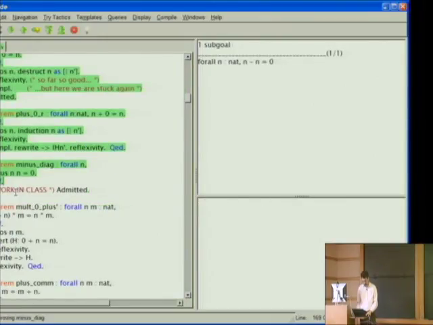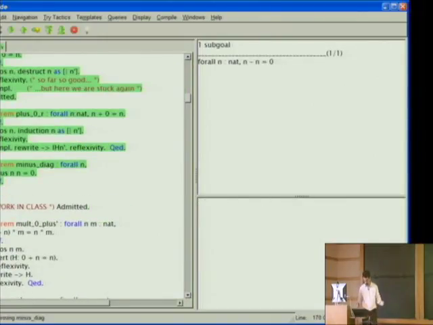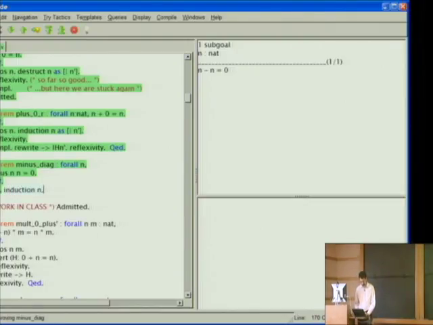OK, so let's prove that n minus n equals 0 for all n. How do we do this? Well, it's a for all, so we can do an intro. Now we have n above the line. What else is there to do? We could do induction. We have to do induction on something that's above the line. The only thing above the line is n, so let's do induction on n.